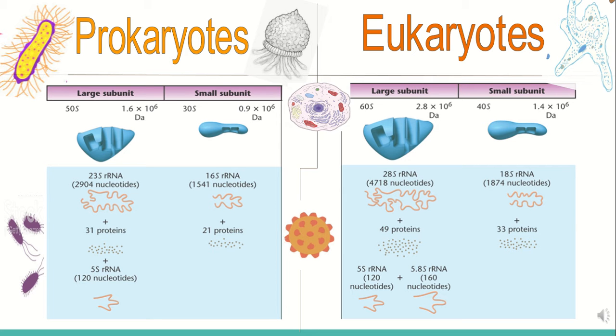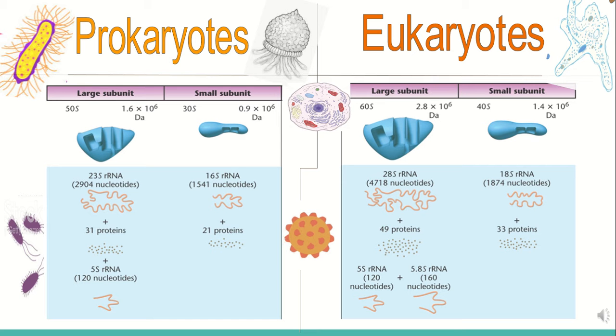For prokaryotes, the ribosome is composed of two subunits, a large subunit 50S and a small subunit 30S. The 50S subunit is composed of the 23S rRNA, 5S rRNA, and 31 proteins, while the 30S subunit is composed of the 16S rRNA and 21 proteins.